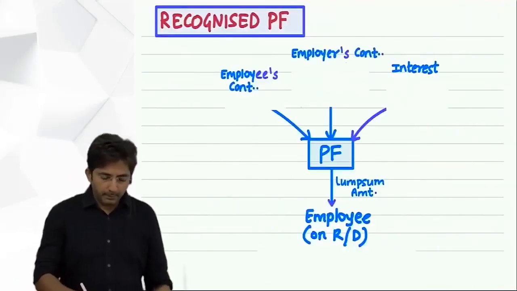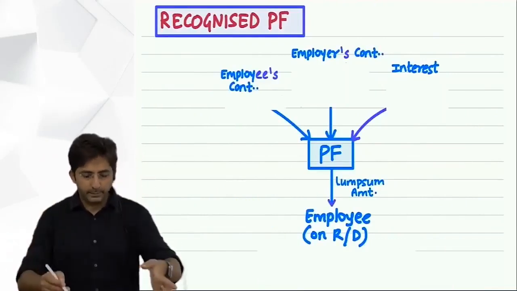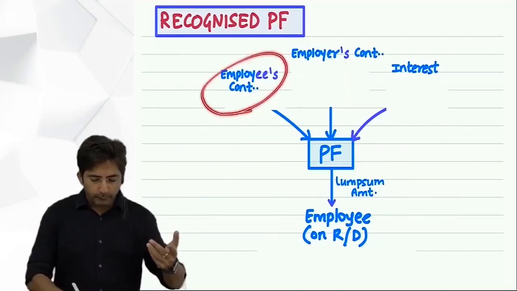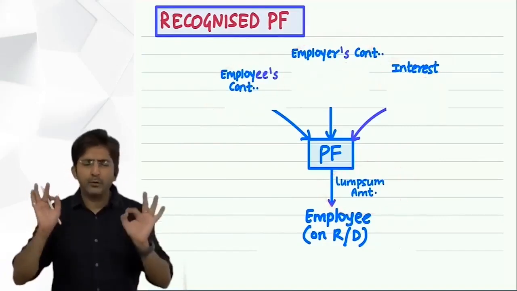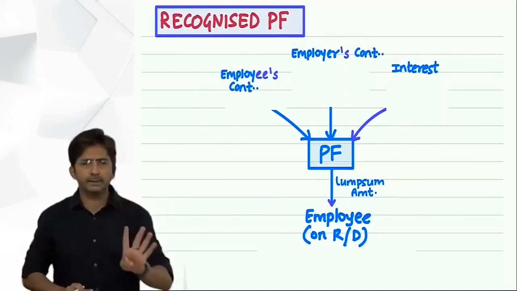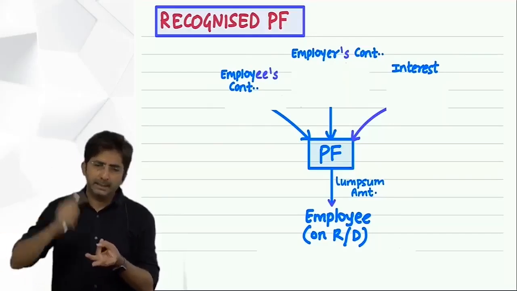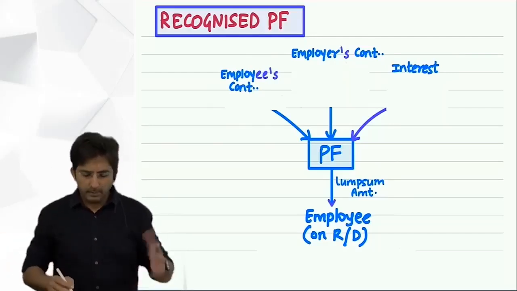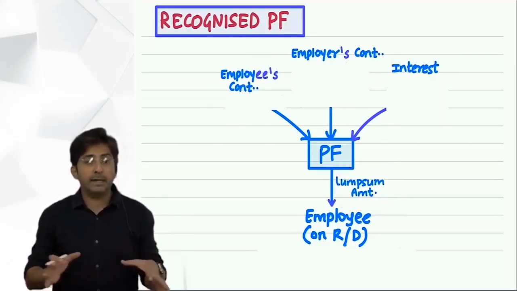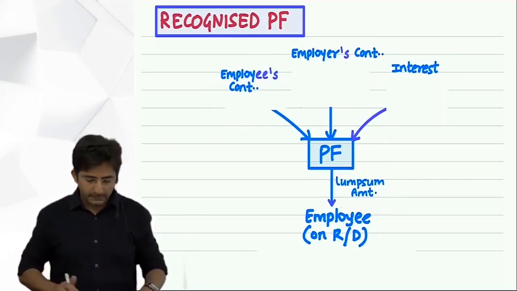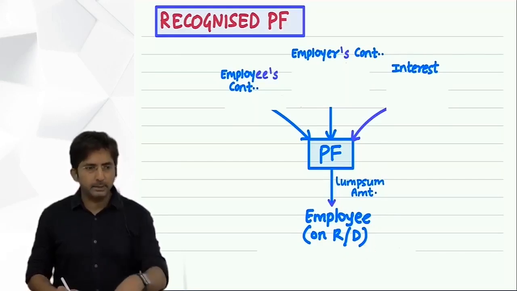Now, whether the question is on statutory provident fund or recognized provident fund, you will always find 4 standard items. Literally you should bet on this. Provident fund means you can expect 4 things: employee's contribution, employer's contribution, interest and lump sum amount. But obviously this lump sum amount will come only in a question where the employee retires.